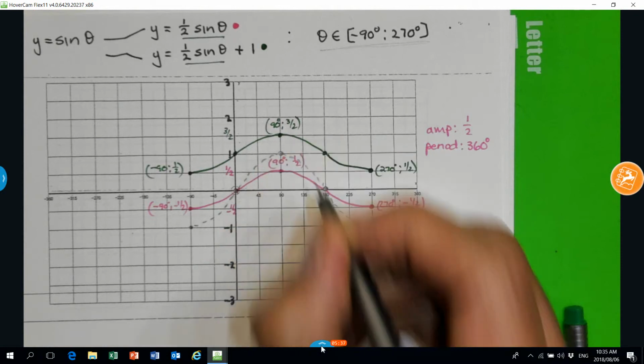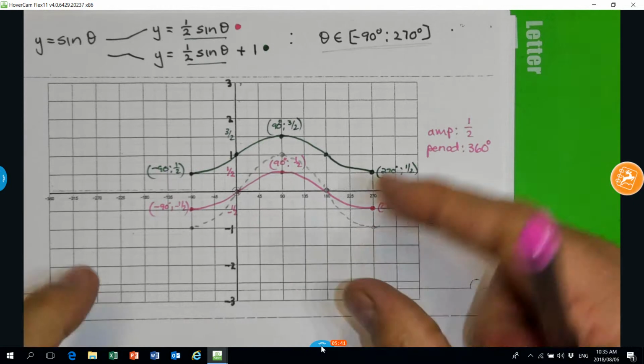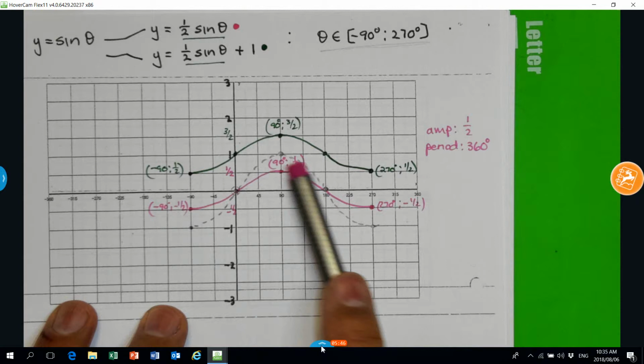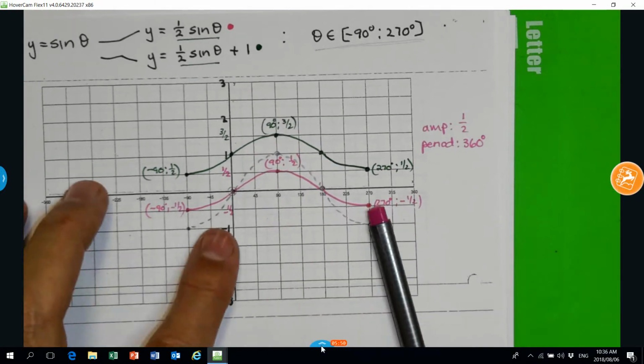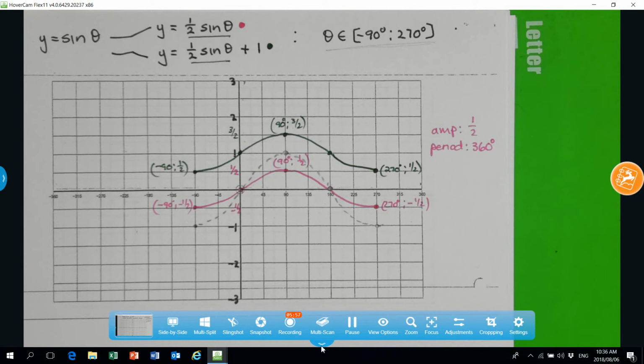Now look at what the transformation was. The original curve was the dotted curve. First of all, to affect the pink graph, we multiplied all the y values with a half, and then to affect the green graph, we took the pink graph and we moved it up a unit vertically. Okay, I hope you got that one right.